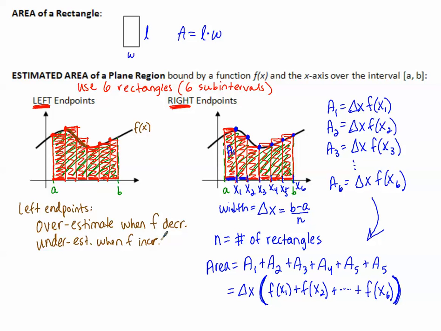Is that the same when it's right endpoints? Let's look at the picture. In the picture here where there's right endpoints, where are the rectangles overestimating? Overestimating here because the right side is taller on this increase. Overestimating here, overestimating. Every time the right side is higher, the right side will be higher when the function is increasing. So we get an overestimate for the right endpoints when f is increasing.